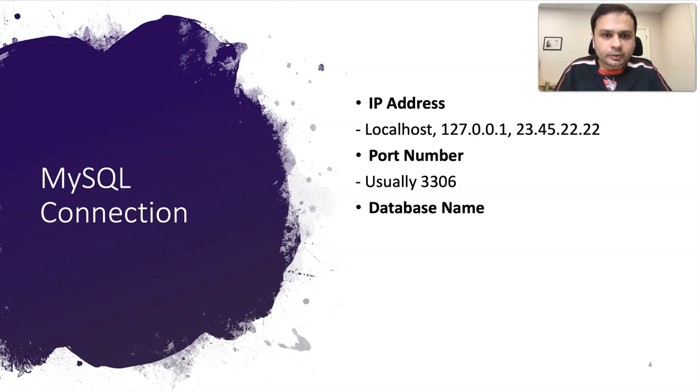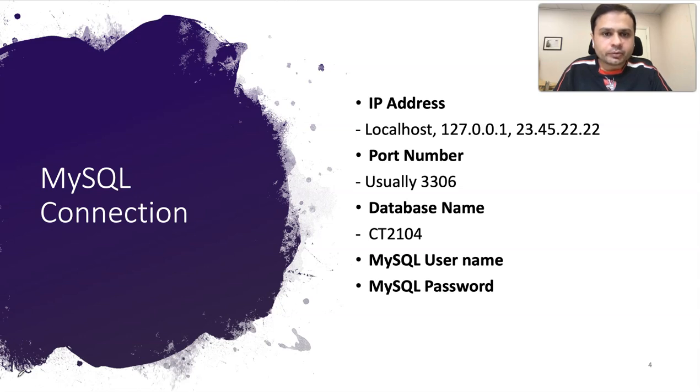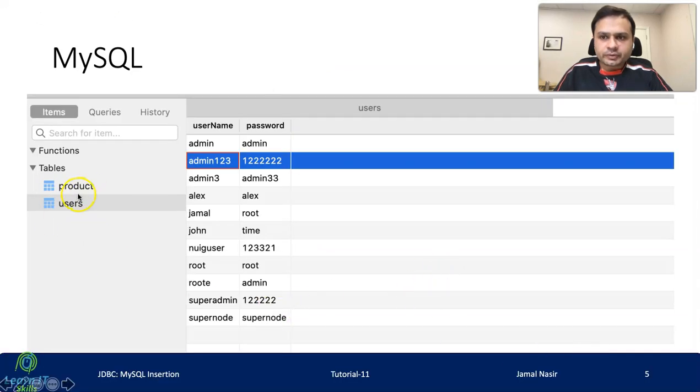Database name is very important because you have to tell the JDBC connection for which specific database you want to connect. In our case, it is CT2104. Then the MySQL username and password, you have to provide both. So these are the 5 important pieces of information that you should add in your code to connect with any MySQL server. This is our database in which we have 2 tables, product and users. And in the users table, we will try to add a new username and password, right?